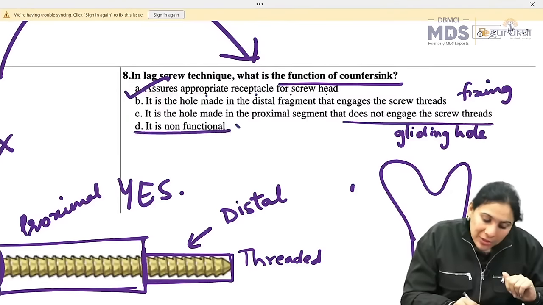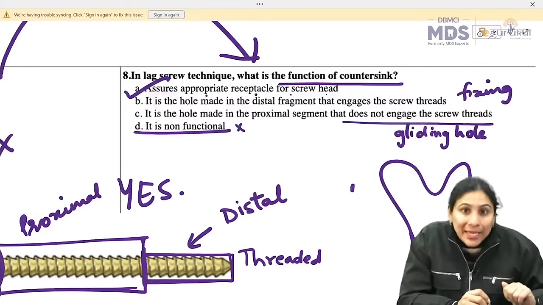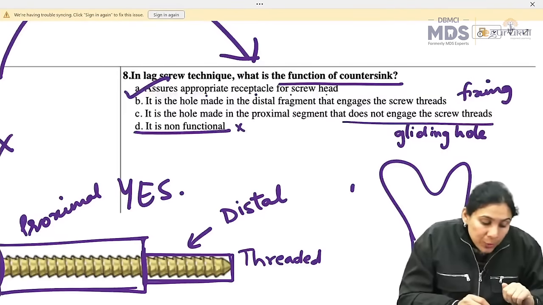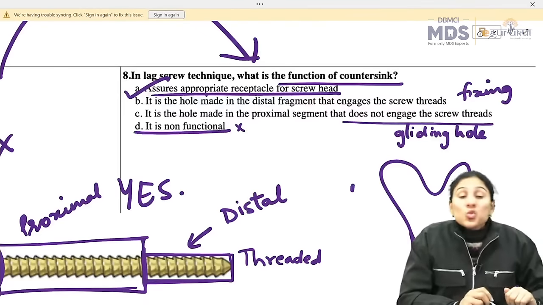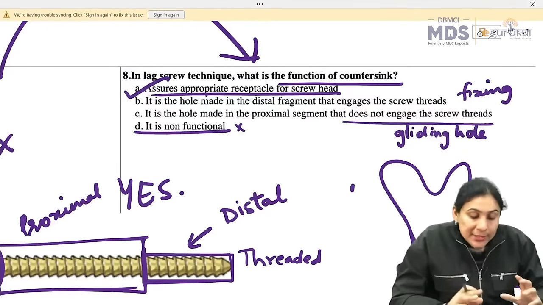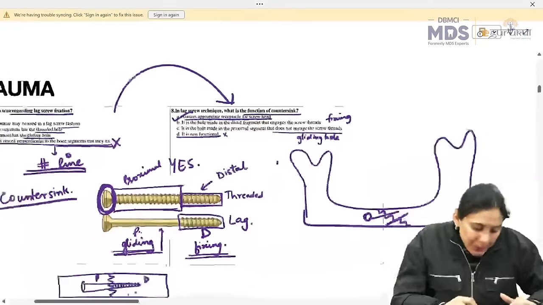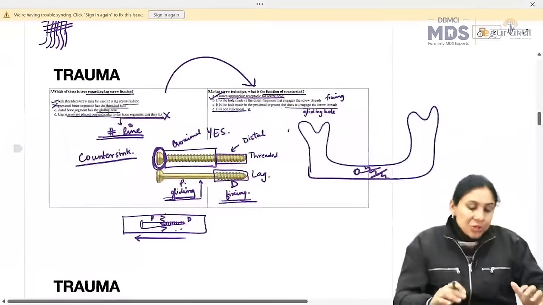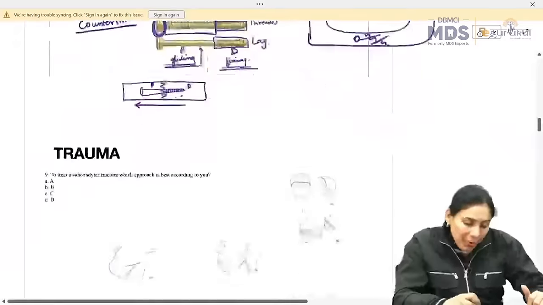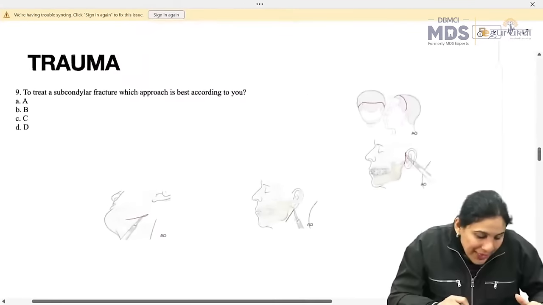It is non-functional. Absolutely wrong. The function is there. It assures appropriate receptacle for the screw head. Alright, that is the function of countersink in a lag screw. Okay, so this finishes question 7 and 8 in trauma. Coming to the next question.